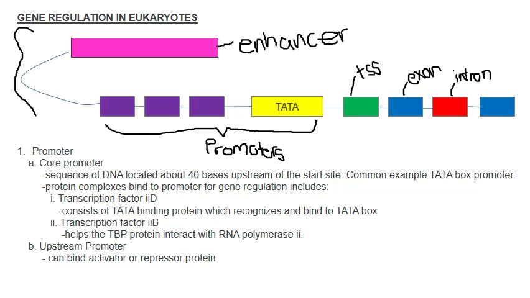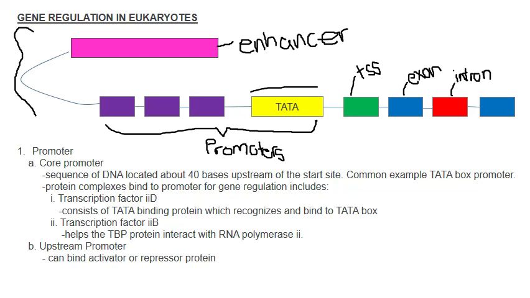The next component is the promoter. Promoters are divided into two, which are the core promoter and the upstream promoter. We simply call it upstream because we make the transcription start site our starting point, and the left of the transcription start site we call upstream, and the right of the transcription start site we call downstream. So the upstream promoters are these, and the core promoters are these.